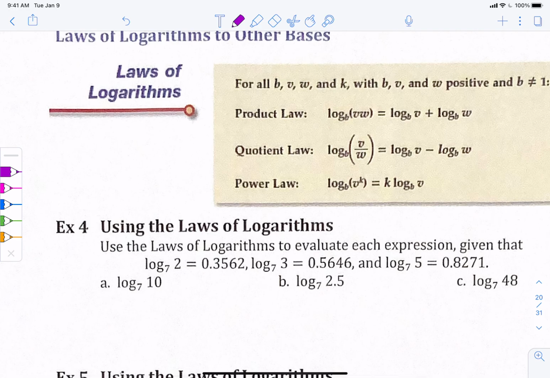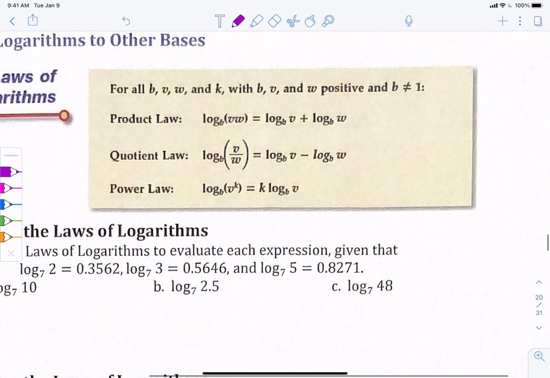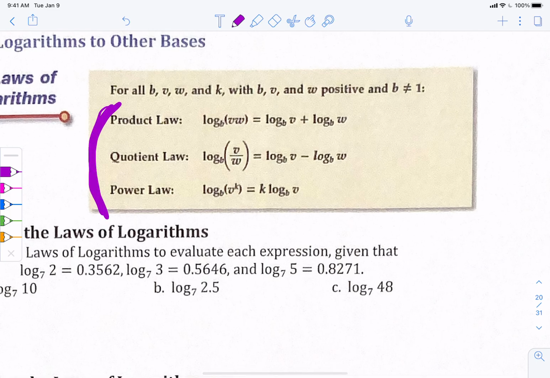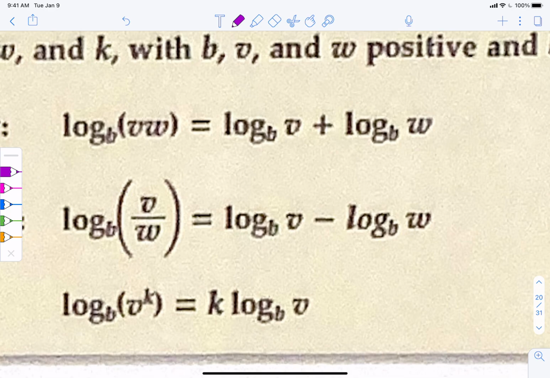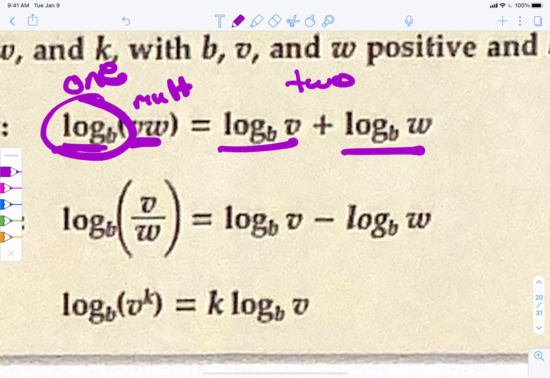All right, ready? Logs of other bases. Okay, here is the product, quotient, power law. These three things we've talked about before, right? Here you're multiplying. Multiply means add. Take a look at this. When you have one log and you're multiplying in between them, it becomes two logs when you're adding in between them. So one becomes two, but in order to do that, multiply becomes add. Does that make sense?